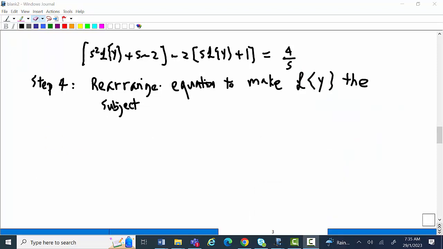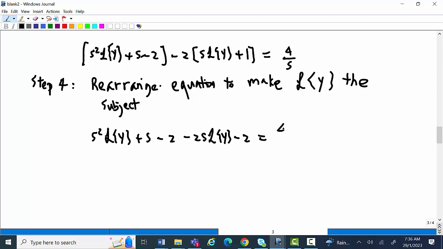Step 4 is to rearrange the equation to make the Laplace transform of y the subject. So let's collect all the Laplace transform of y together first. Let me expand out the equation first. Okay, s squared Laplace transform of y plus s minus 2 minus 2s Laplace transform of y plus 2, equal to 4 over s here.